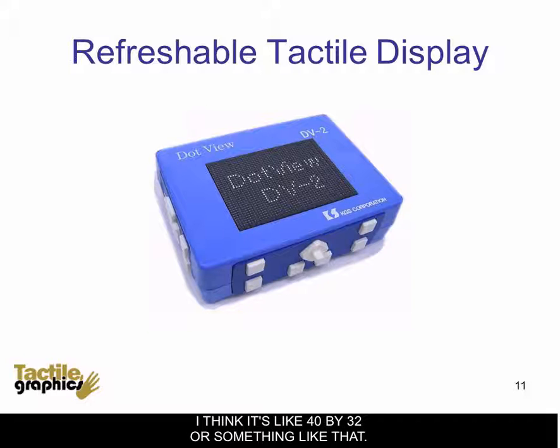I think it's like 40 by 32 or something like that. I can't remember the actual one. So it's a very small image that you can put on there. Also, the distance between the dots is fairly large. It's not as high as, for example, the embossing printer I mentioned. So it's a kind of rough, low-resolution thing, and it's not very big. So it's not as useful as it would seem. Plus, I believe it's very, very expensive.